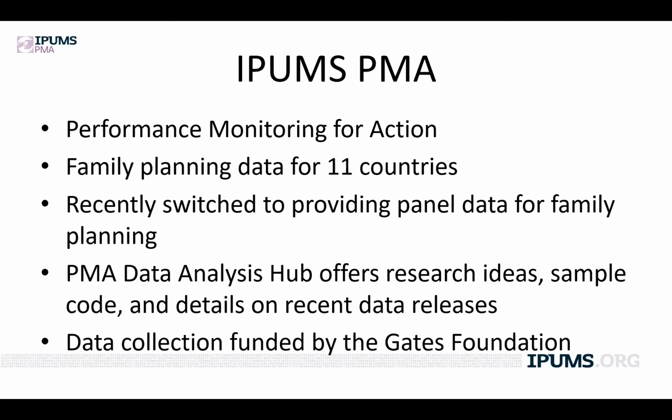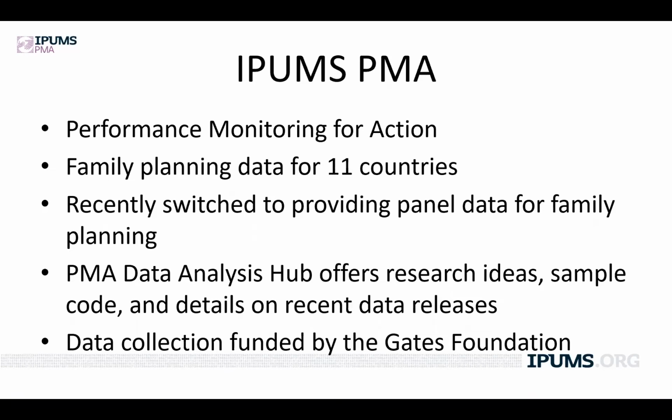The second data collection included in IPUMS Global Health is IPUMS PMA. So this is the Performance Monitoring for Action data. This provides family planning data for 11 countries. And recently, PMA, the original data collection, switched to providing panel data for family planning. So you can observe those same folks over time, which is really cool. It had previously been a repeated cross-section, but it's now a longitudinal data resource. You can expect those first longitudinal files to be available through IPUMS later this year.